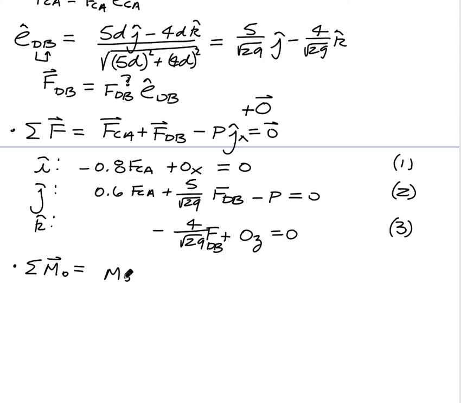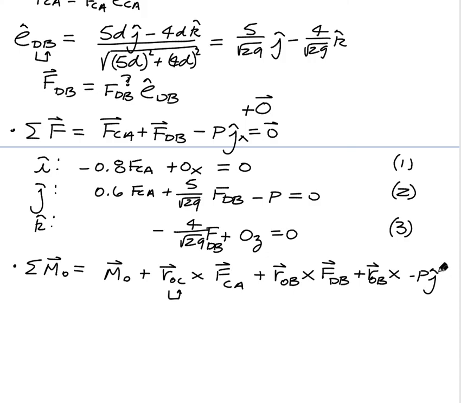So I have the reaction couple there of MO. I've got ROC, the vector which goes from O to C, cross with the force FCA, which I just found in terms of the tension force. And then I get the vector which extends from O to B, cross with the cable force FDB, and then I have the position vector from O to B, cross with the applied force P, which is acting in the minus J.